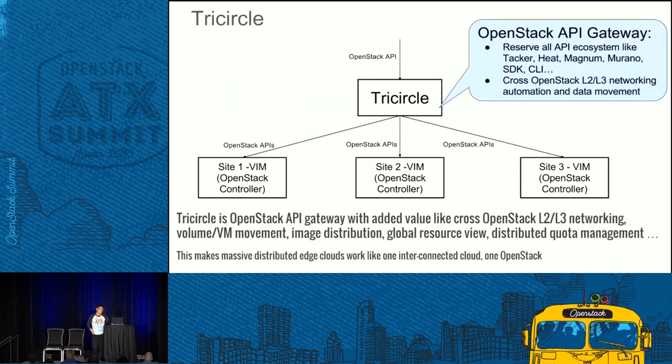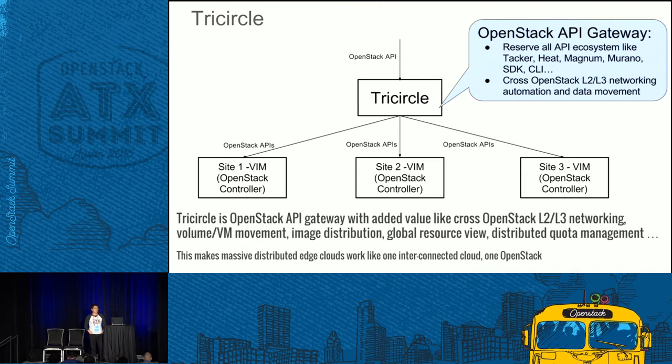Hello. Let me talk about Tricircle. Tricircle is a new project in OpenStack. Tricircle is the OpenStack API gateway. Tricircle can accept all OpenStack API requests, and so it can work together with already built applications based on the OpenStack API, for example Tacker, Magnum, Murano, and the COE SDK, and so on.